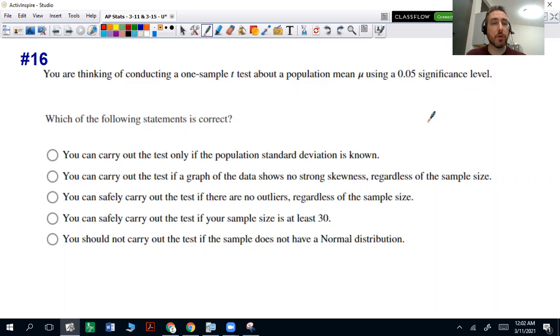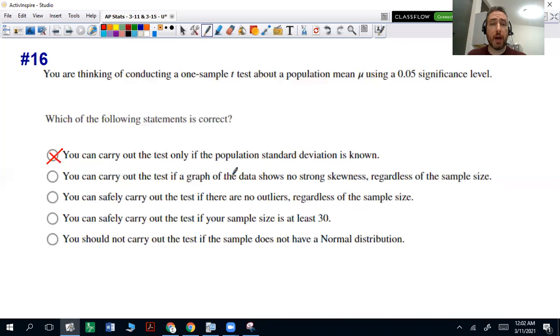It's a one-sided. You can carry out the test only if the population standard deviation is known. Not necessarily true, because remember, if we have good data to work with, not too skewed or outliers, or we just have a large enough sample size, we're okay.